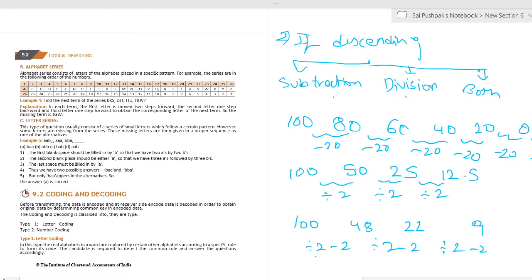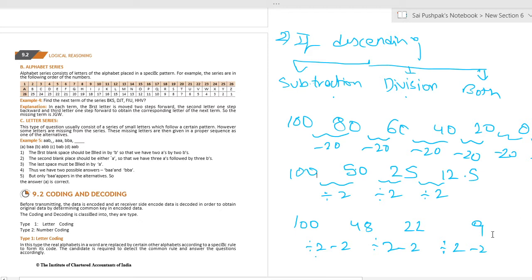So opposite to addition is subtraction. If it is decreasing, it can be subtraction. Opposite to multiplication is division. So if it is descending, it can be a case of division, because see, from 100 to 50 the difference is 50, 50 to 25 the difference is 25, and 25 to 12.5 it is 12.5. So the difference is decreasing, but not at a constant rate. So it can be a case of division.